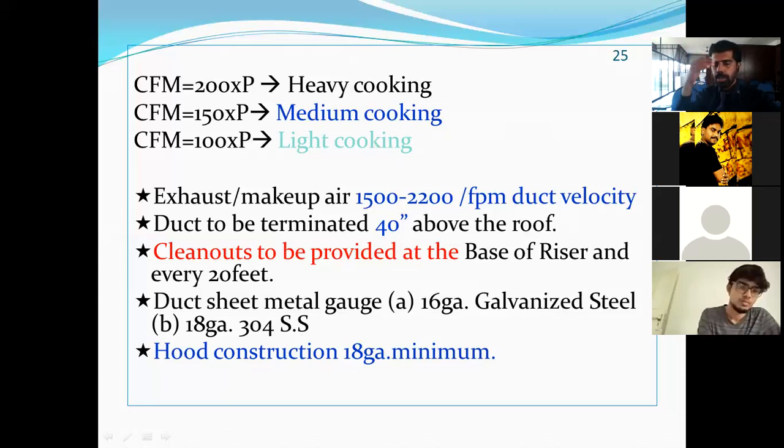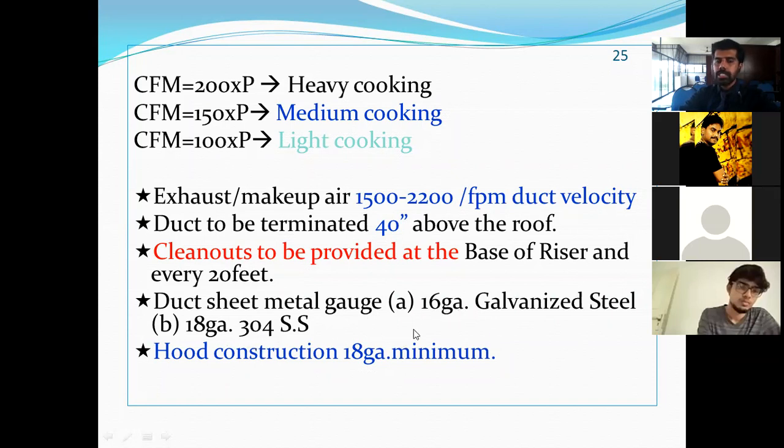Tomorrow we can study different ducts and their shapes. This gauge represents the thickness; the unit of thickness is gauge. If you are using a galvanized steel metal sheet for the duct, we can have 16 gauge thickness. If you are using stainless steel of standard 304, we can use 18 gauge. For wood construction, 18 gauge is the minimum. So 16 to 18 gauge.